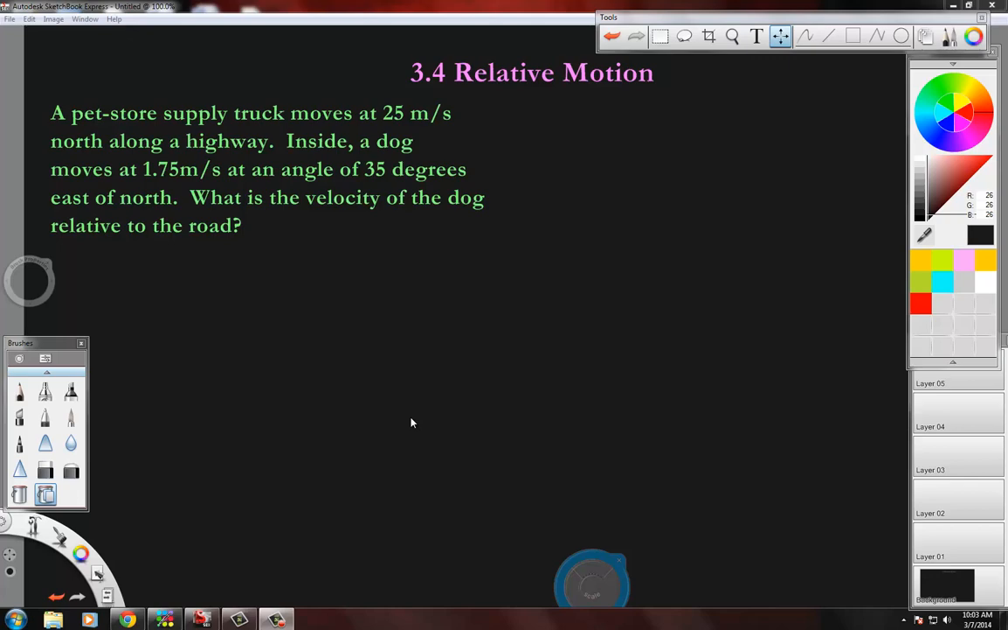Hey, relative motion. That's what we're going to do right now. A pet store supply truck, just an example, moves 25 meters per second north along a highway. Okay, let's draw that. Drawing's cool.